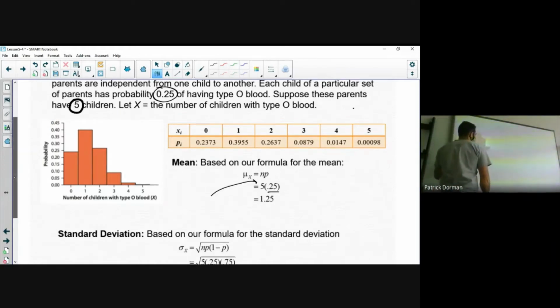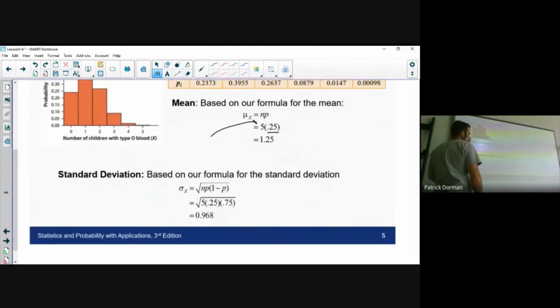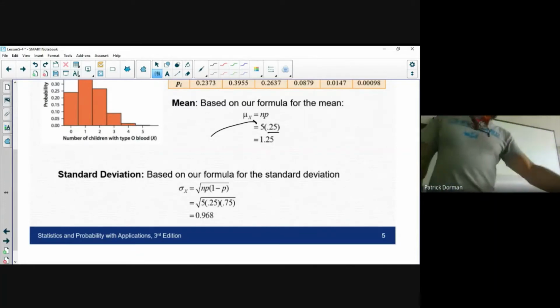If we're going to calculate the standard deviation, we would do it like this. No problem. That's not what NP stands for, though. No problem.